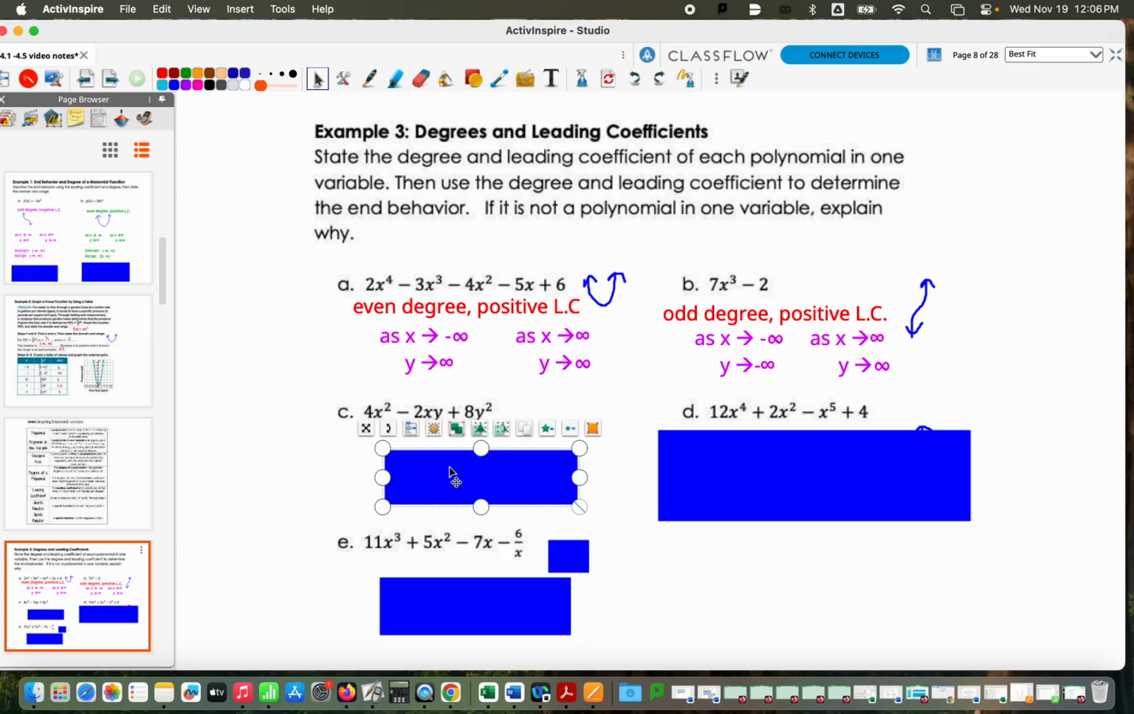This one is not a polynomial in one variable. We can see we have y and x all attached together, and that's not what we're talking about here. That's not a polynomial that we're going to explore and study.